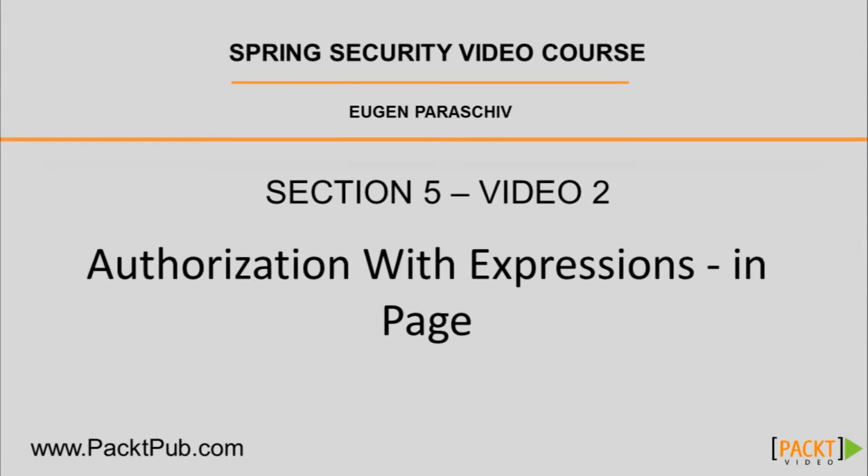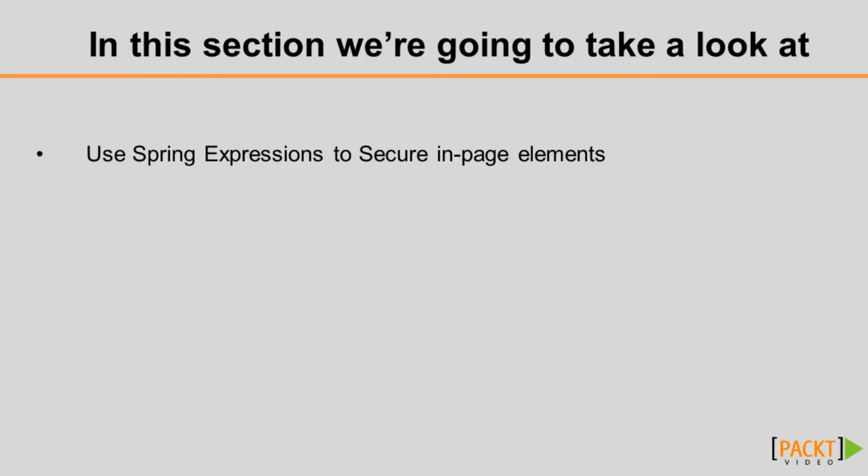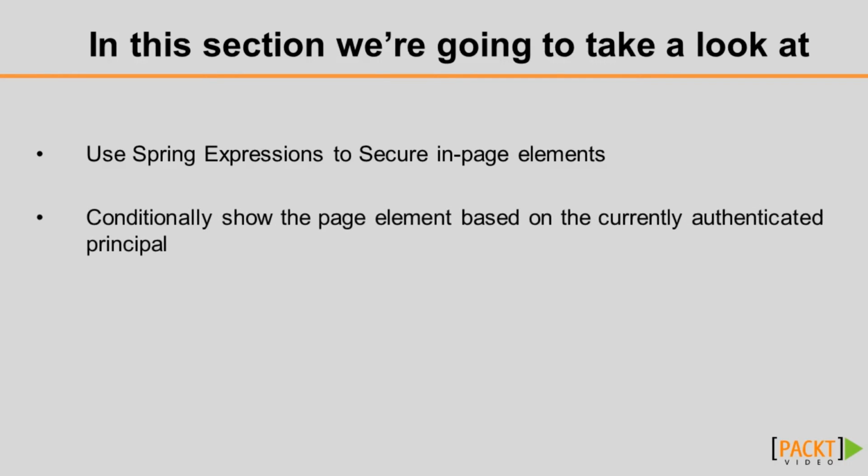In the previous section, we used several Spring expressions to secure the URL of a page. In this section, we will use the same expressions to secure only part of the JSP page, not the page itself. The goal here is to be able to show conditionally some part of the UI based on these expressions and the currently authenticated principal.